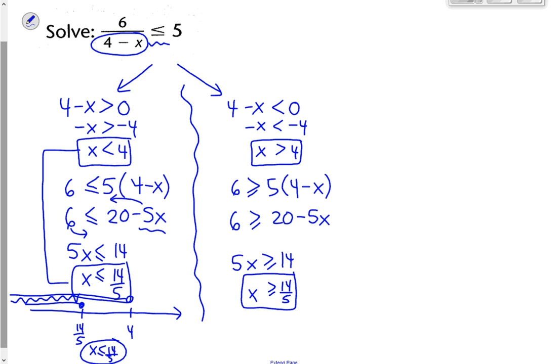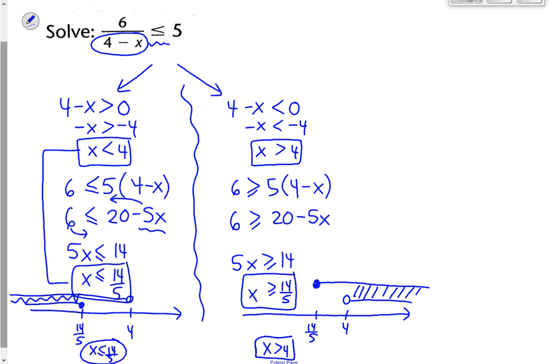But when I look at both conditions, I can use my number line again to show. So if that's 14 over 5 and that's 4, x is greater than 4 and x is greater or equal to 14 over 5. Which one includes both conditions? It is this one. x is greater than 4. So when I write down my answer, I need to combine these two.